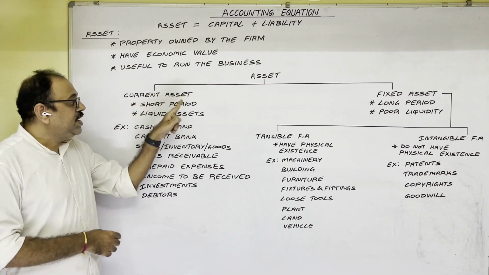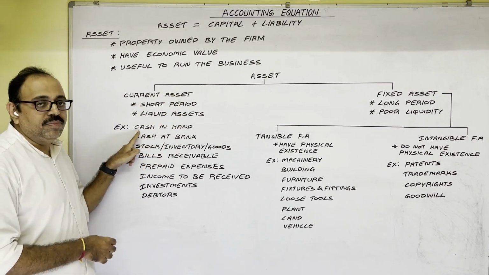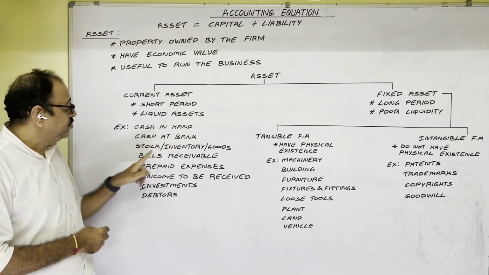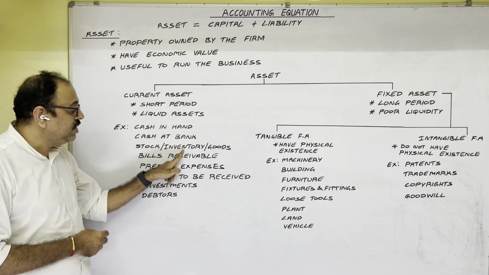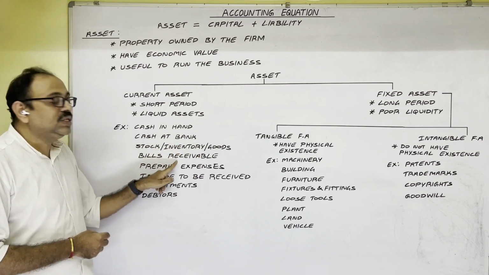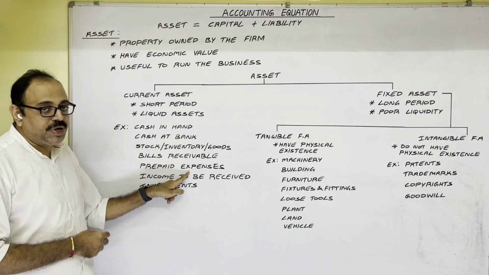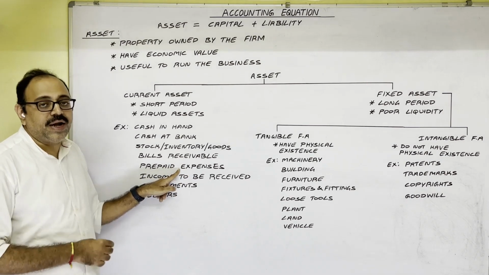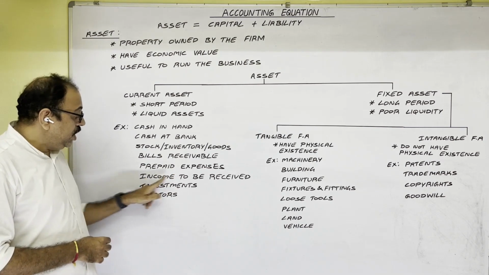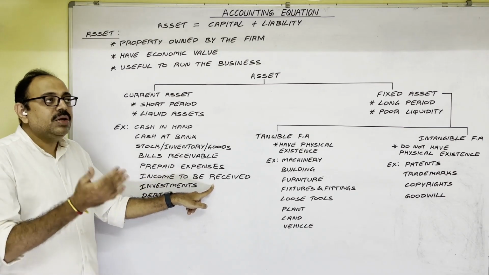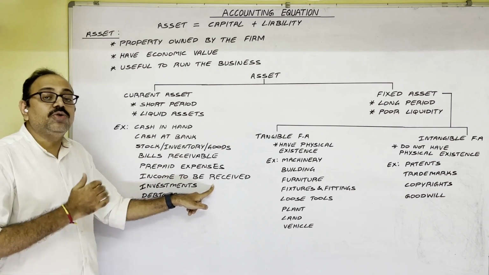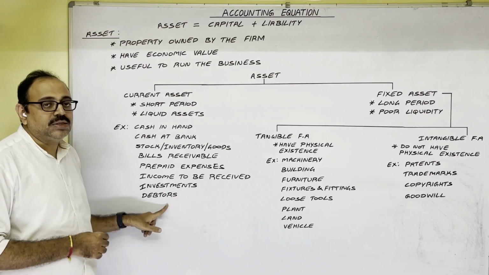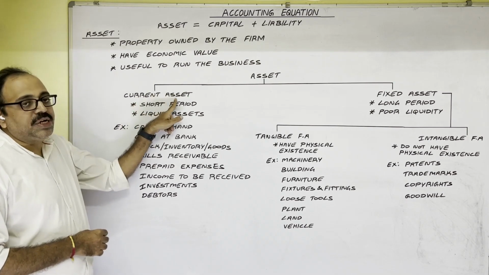And examples for current assets: cash in hand means cash balance in our firm. Cash at bank. Stock, also known as inventory or goods. Bills receivable. Prepaid expenses. For example, prepaid salary, prepaid rent, etc. Income to be received. For example, interest to be received, commission to be received, etc. Investments and debtors. So current assets completed.